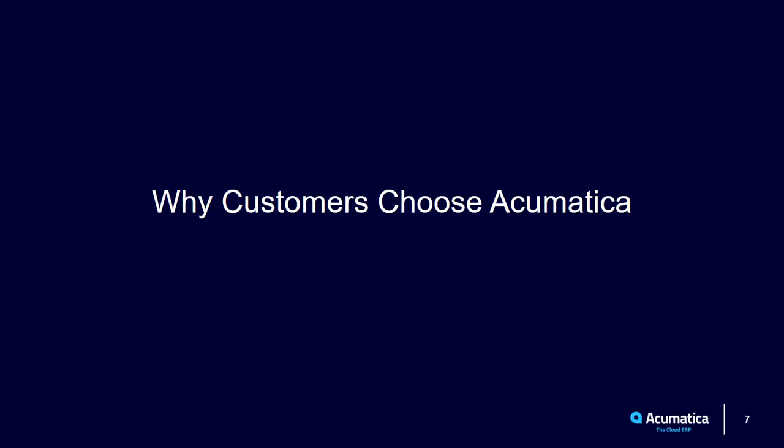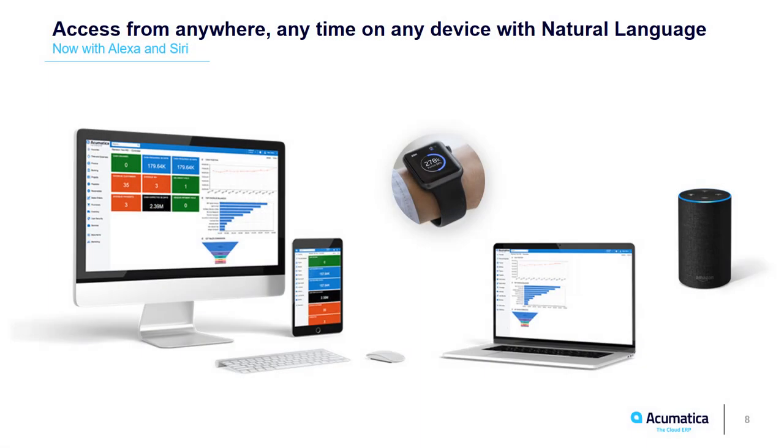So why do customers choose Acumatica? Well, Acumatica is a true cloud ERP, meaning you can access your data anywhere, anytime, any device on any browser. Whether you are working from home or in your job site trailer, or waiting in an airport for travel purposes, you can access and keep up with your responsibilities.